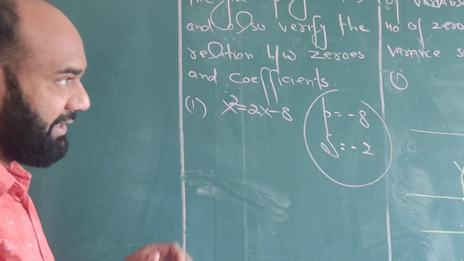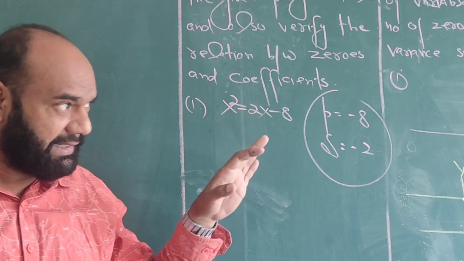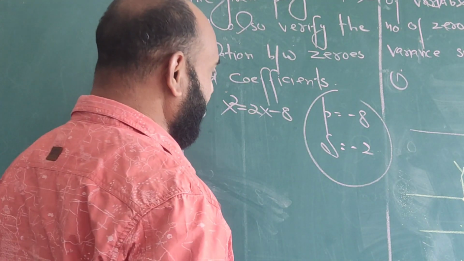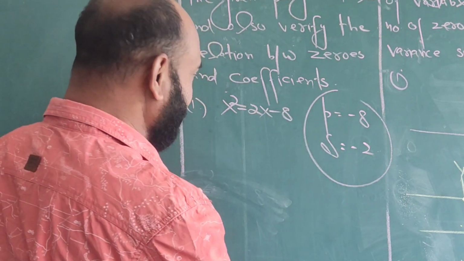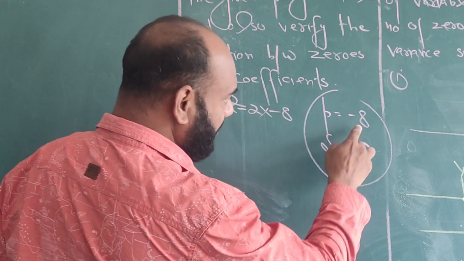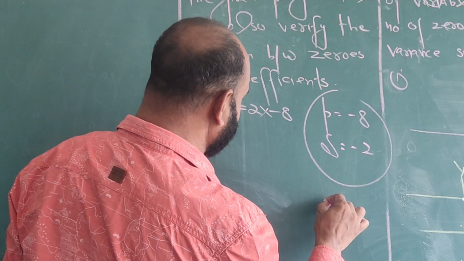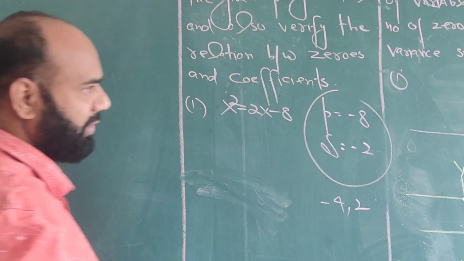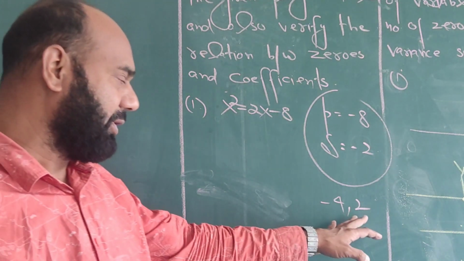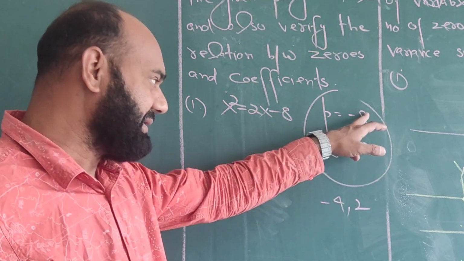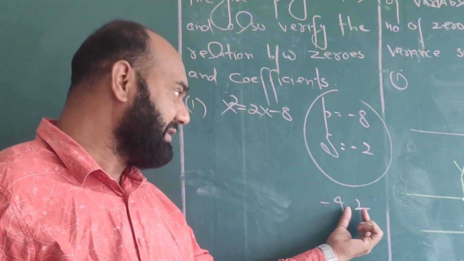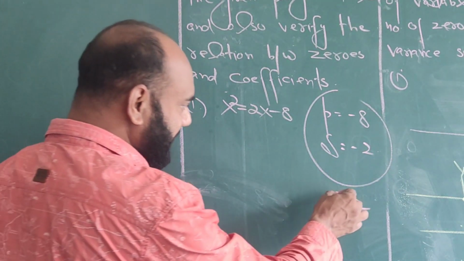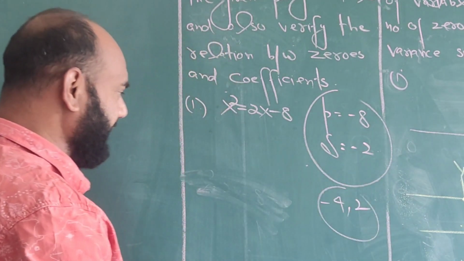So we can say that here we find two factors having product minus 8 and sum minus 2. So they are minus 4 and plus 2, because when we multiply minus 4 and 2, it will make minus 8, and when we add minus 4 and 2, it will be equal to minus 2. So these are the correct factors of 8.